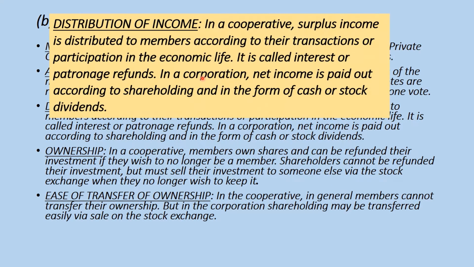Distribution of income. In a cooperative, surplus income is distributed to members according to their transactions or participation in the economic life of the cooperative. It is called interest or patronage refunds. In a corporation, net income is paid out according to shareholding and in the form of cash or stock dividends.